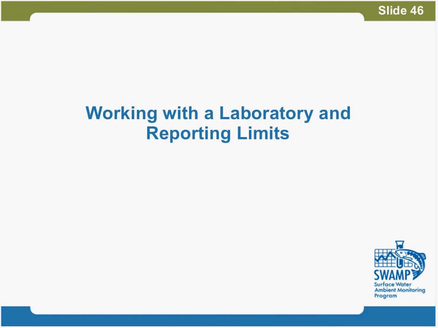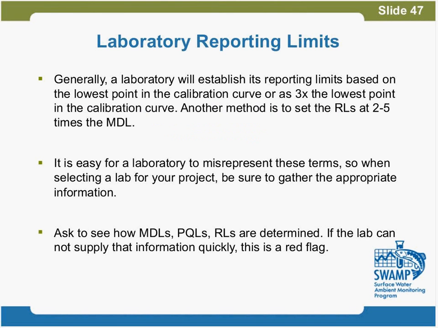So briefly, let's go over working with a laboratory and reporting limits. The big thing to remember is to ask them how they define everything. A lot of labs will say our reporting limit is 2, and what I mean by 2 is that's the lowest point on the calibration curve. And as you'll remember, that's quantified, but it's not quantified with statistical rigor, and you might want that statistical rigor. So you need to ask them how they're defining it.